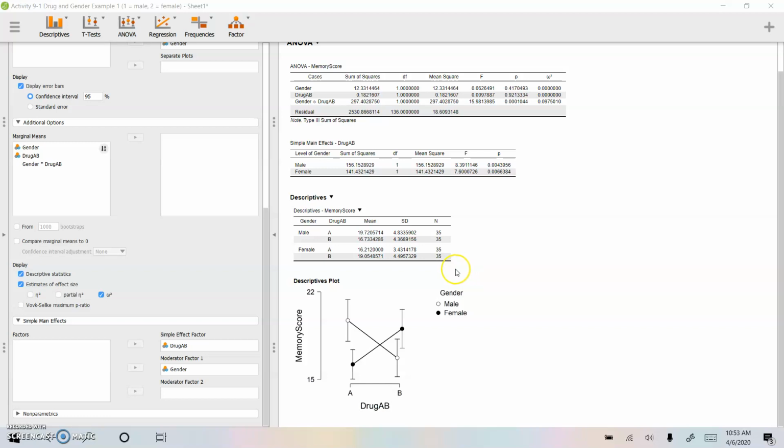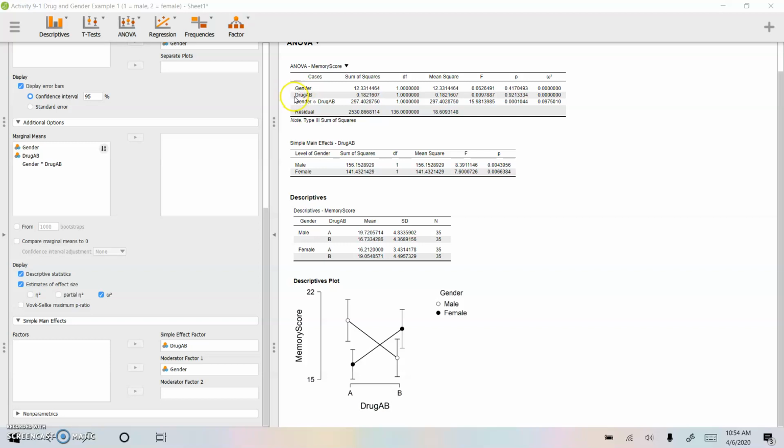So we have our interaction, and that's really the most interesting finding here, and that is that males did better with drug A than drug B, and females did better with drug B than with drug A. But we also want to look at the main effects. The main effects are looking at the effect of one independent variable all by itself on the dependent measure.